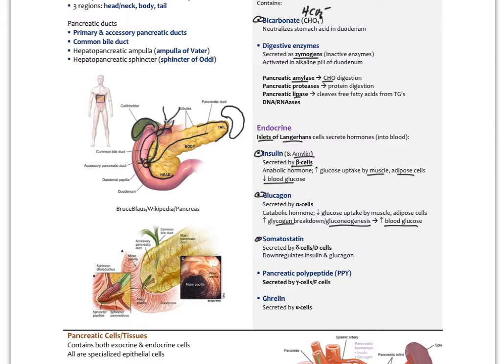Ghrelin is secreted by epsilon cells. Ghrelin is actually your hunger hormone. So when ghrelin is secreted, that stimulates the desire to eat. The stomach also secretes ghrelin, and that's where, between meals, when the stomach empties, you get that gurgling sound, but that stimulates your appetite. So those are some of the endocrine secretions, which we'll look at in more detail.